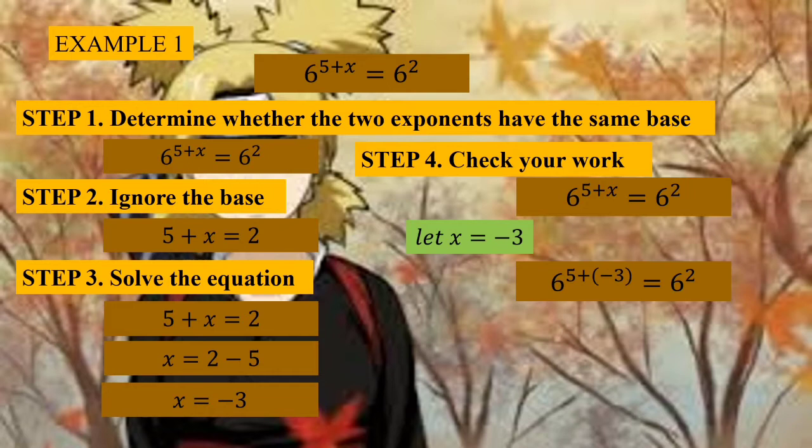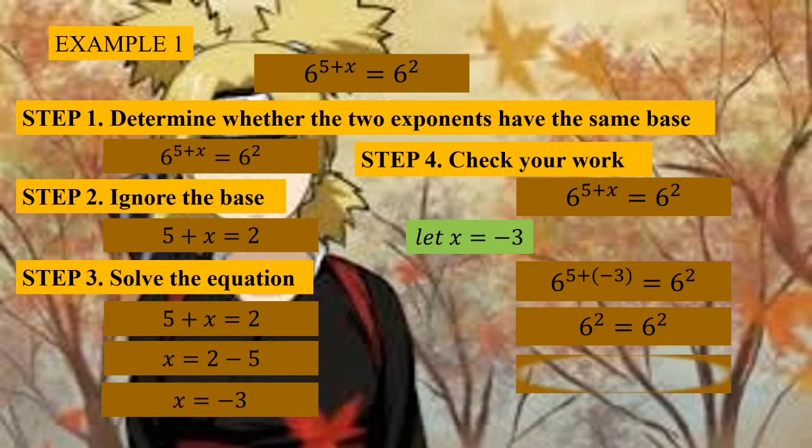So, 6 raised to the power of 5 plus negative 3 is equal to 6 squared. Then, dahil 5 plus negative 3, magiging 5 minus 3 na yan. So, 6 raised to the power of 2 is equal to 6 raised to the power of 2. So, 36 is equal to 36. So, tama yung x natin. That is equal to negative 3. So, ganun lang siya kadali.